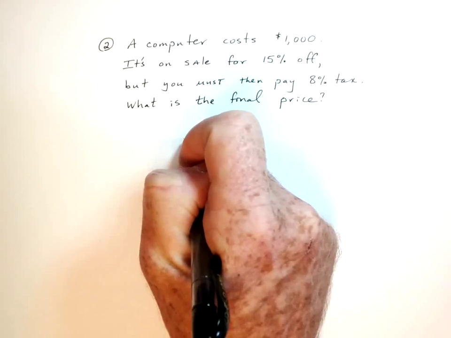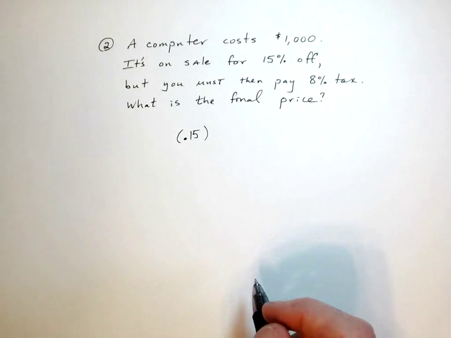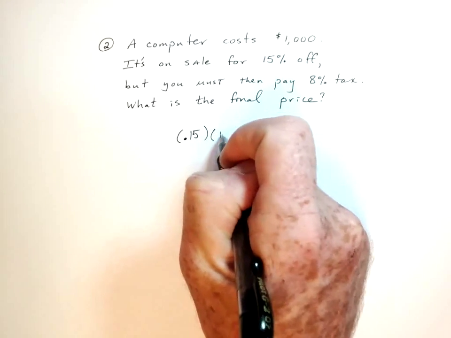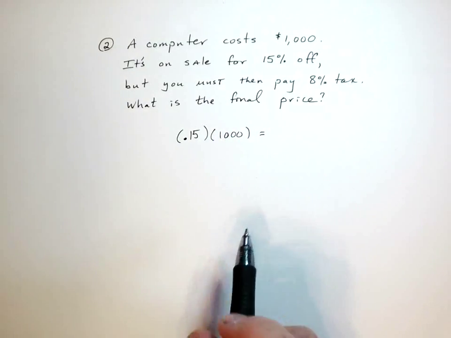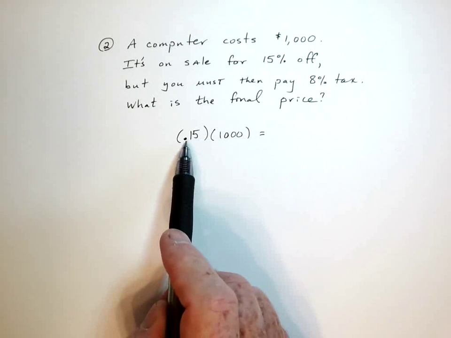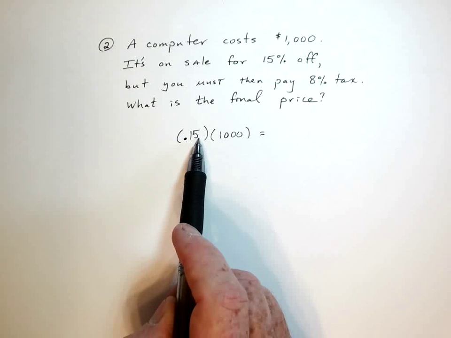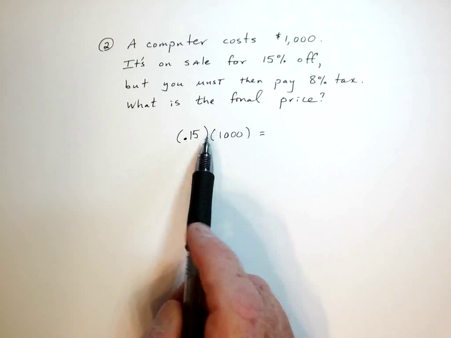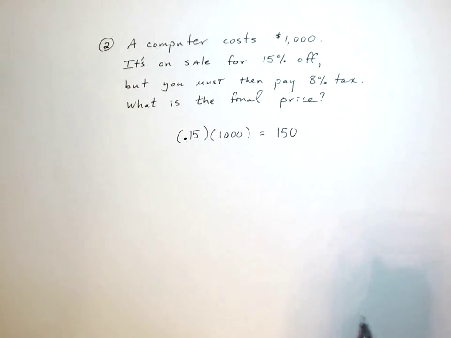Well, 15% means multiply with the decimal 0.15 times 1,000. And multiplying by 1,000 really just means take this decimal and move it to the right by 3 places. So if I move it 1, 2, and then one more place, it's going to be 1, 5 with a single 0 at the end. Or in other words, it's going to be $150 off.